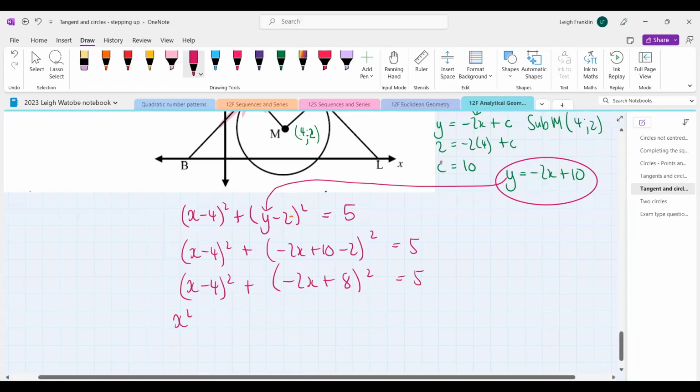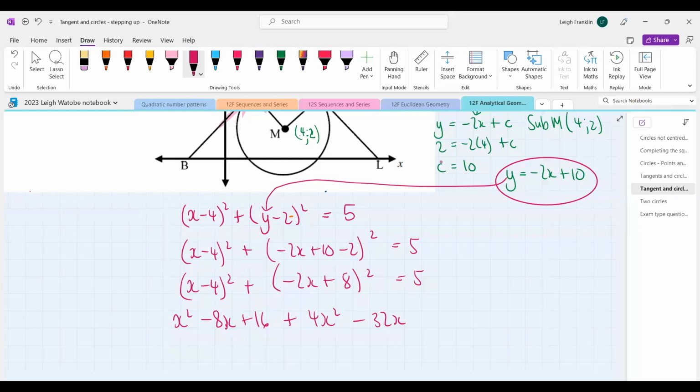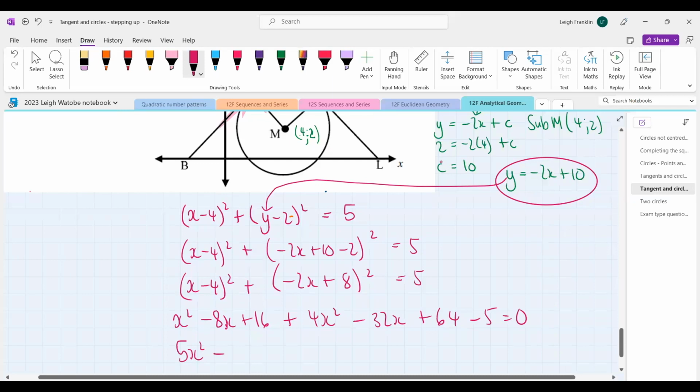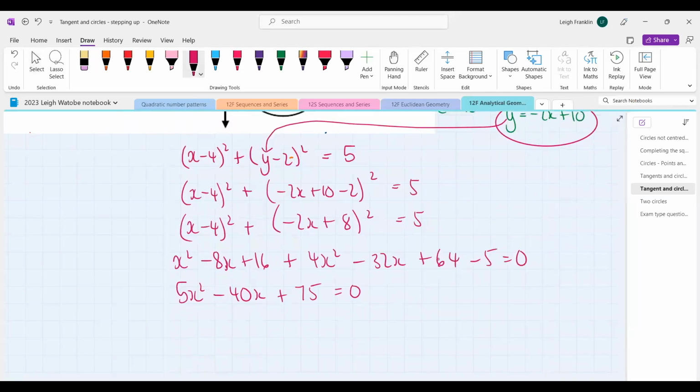Okay, and then you would have multiplied out your brackets. So that would be minus 8x plus 16. Then here that would be plus 4x squared minus 32x plus 64 minus 5 equals 0. So that gives us 5x squared when we start collecting like terms, minus 40x, and then this would be plus 75 equals 0. Now you would divide through by 5 or use the quadratic formula.